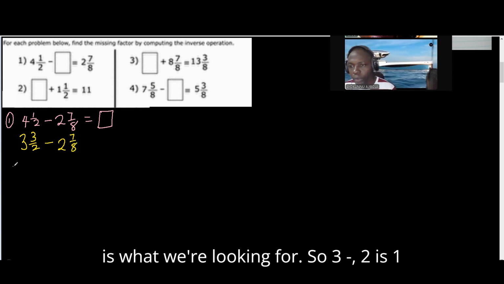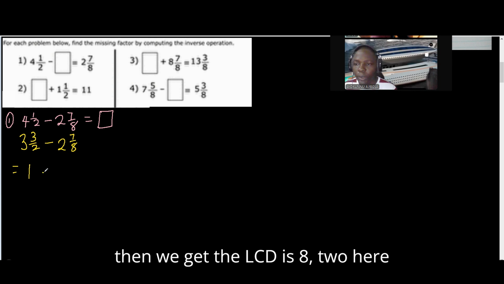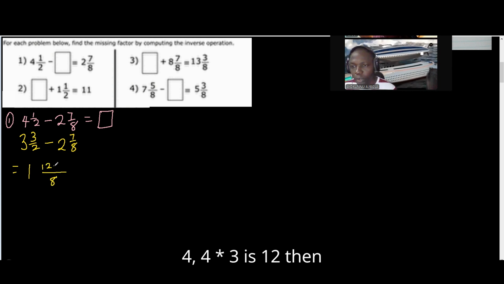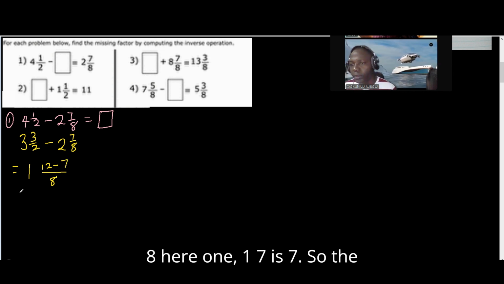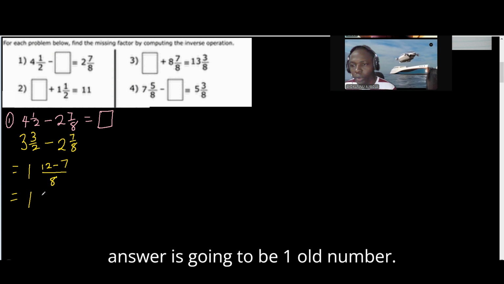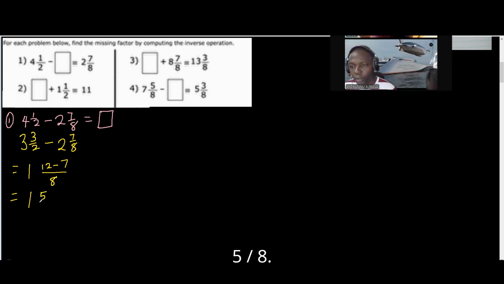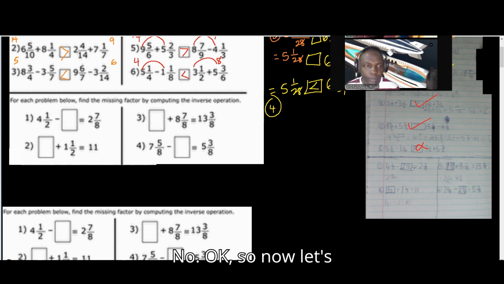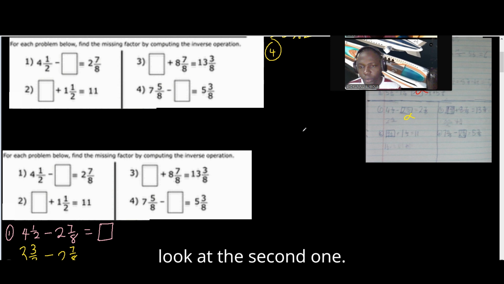So 3 minus 2 is 1. Then we get the LCD is 8, 2 here 4, 4 times 3 is 12. Then 8 here 1, 1 times 7 is 7. So the answer is going to be 1 whole number, 5 over 8. So for that number 1, did you get 1 and 5 over 8? No. Okay, so now let's look at the second one.